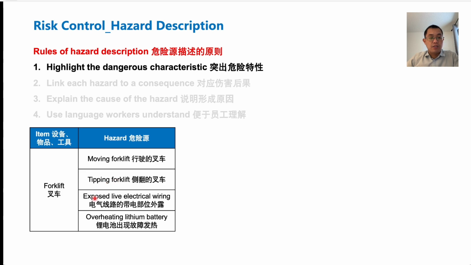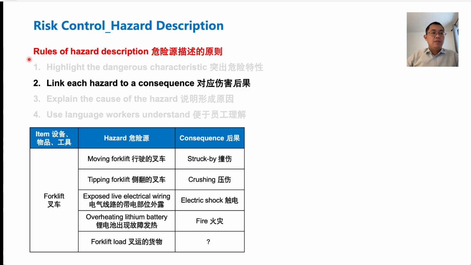And besides that, some components on the forklift can also present hazards. For example, with a battery powered forklift, the damaged insulation can expose electrical parts such as wiring, and a lithium battery can overheat if it's not working properly. So these descriptions are the true sources of potential injury, and that's what we need to focus on when describing hazards.